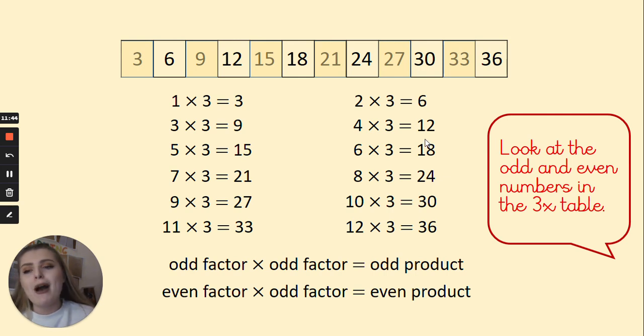That's something to remember about the 3 times table, something very interesting. Whenever you times an even number by 3, it's going to make an even product. So you can check back when you look at your work. If you are timesing an even number by 3, you know that your answer should be even. And if you're timesing an odd number by 3, your answer should be odd.